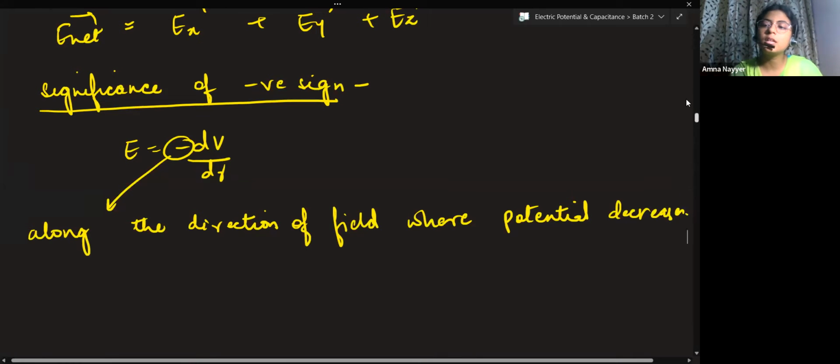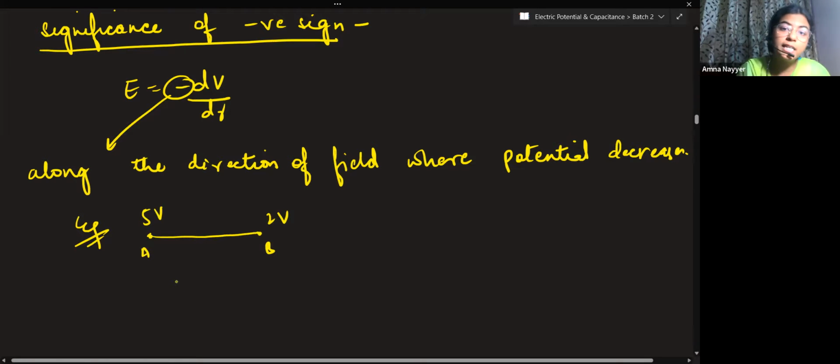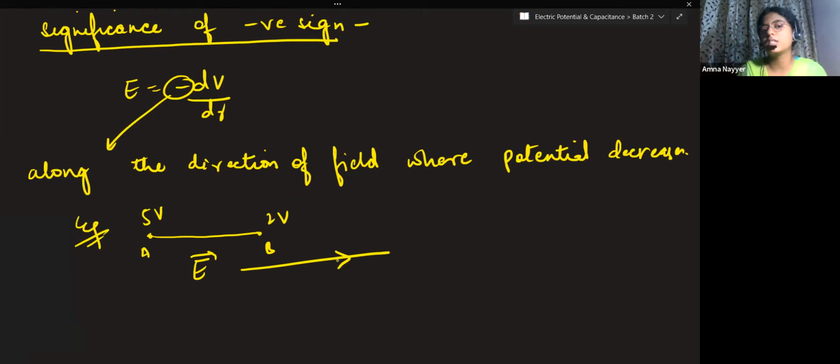Let me give you an example of this. If you have point A as 5 volt, point B as 2 volt, these are separated by some distance. Direction of electric field in this case will be moving towards B. Why? Because the potential is lesser, 2 volt compared to 5 volt. So electric field's direction will be this. This is the significance of this negative sign, and you get these 2 points clearly.